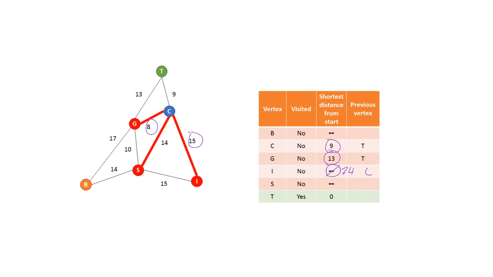We now consider node S and calculate the distance between C and S is 14, plus the distance from C to the start, which is 9. So 14 plus 9 is 23. Looking at what we're storing for S already, we can see that 23 is less than infinity, so we'll update the shortest distance from the start for S to 23.